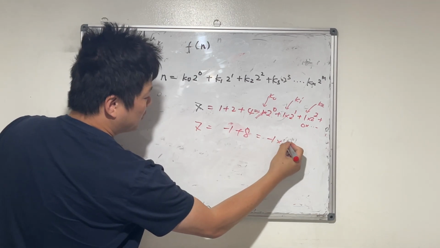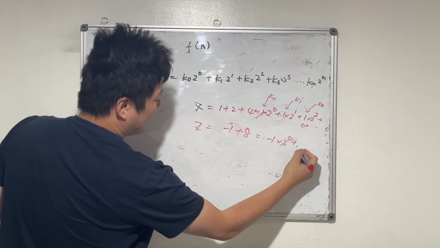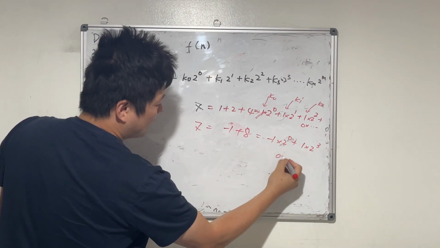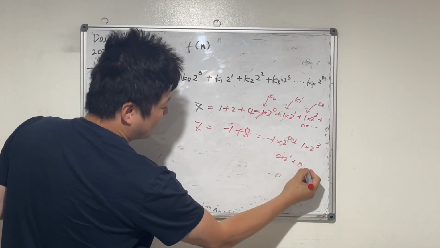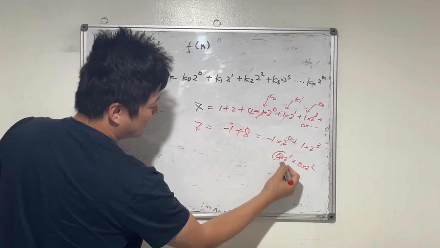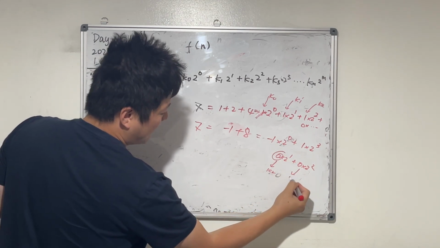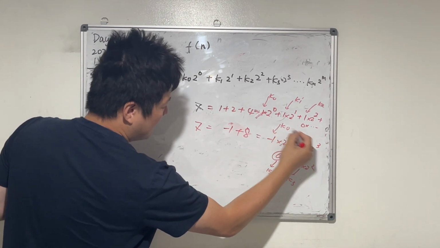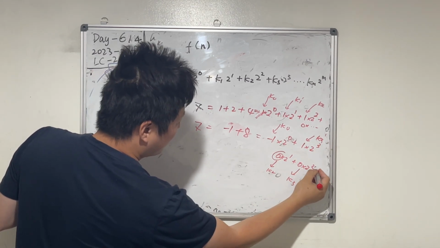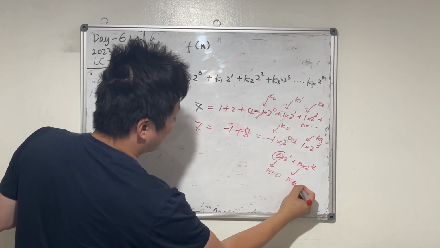Minus 1 times 2 to the power of 0, plus 1 times 2 to the power of 3, and 0 times 2 to the power of 1 plus 0 times 2 to the power of 2. It doesn't matter because we don't have 4 and 2, so we put a 0. This is K2, actually this is K3, this is K4, okay? K4.